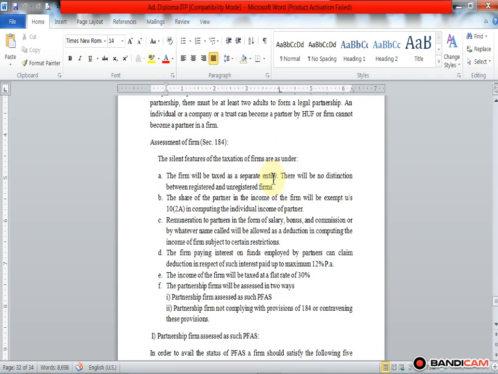Those partners who are not working in the firm are not allowed to deduct salary from total income or as expenses of the firm. Only a working partner is allowed to deduct the salary as an expense of the firm.